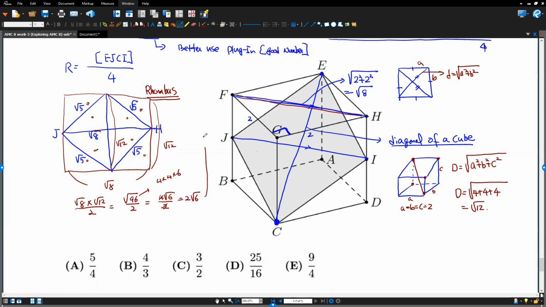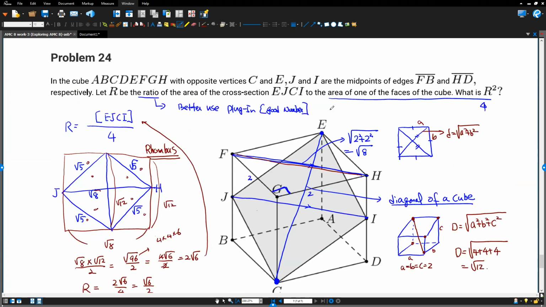Now put this number over here. So what is the ratio? The ratio equals 2 root 6 over 4, equals root 6 over 2, right? You can divide by 2, top and bottom. Oops, there's no answer. That's wrong. Let me see. Nothing wrong, nothing wrong. Let me check one more time. There. Okay, I'm sorry, I forgot this one.